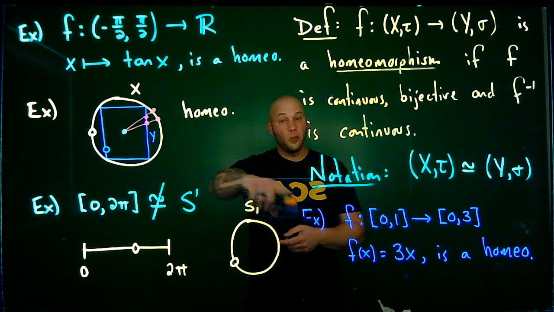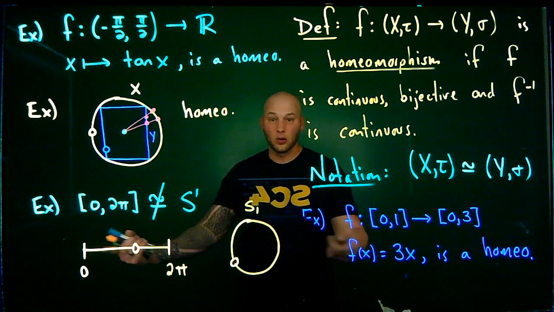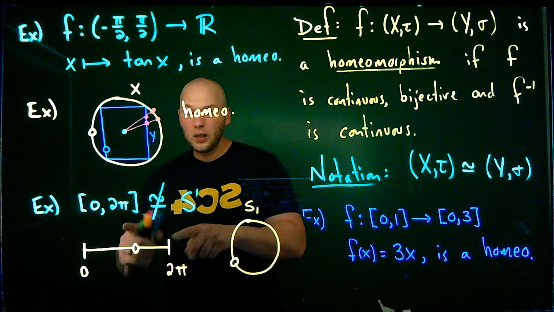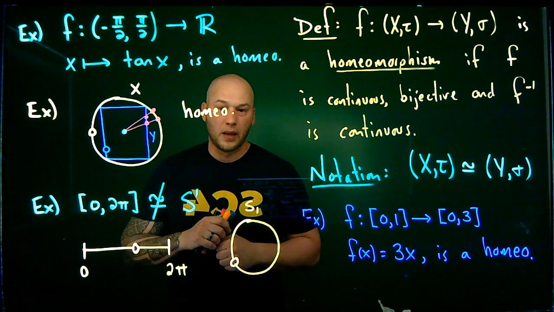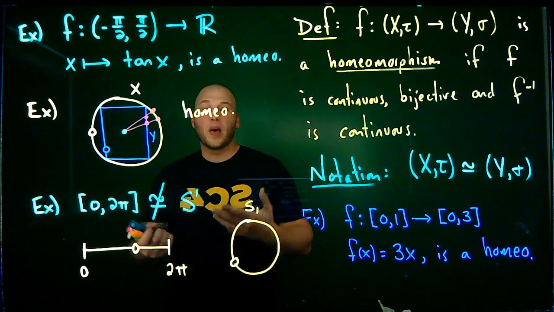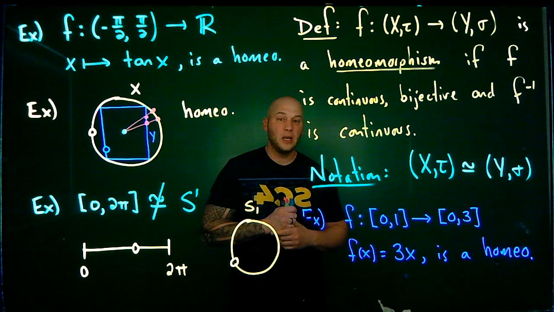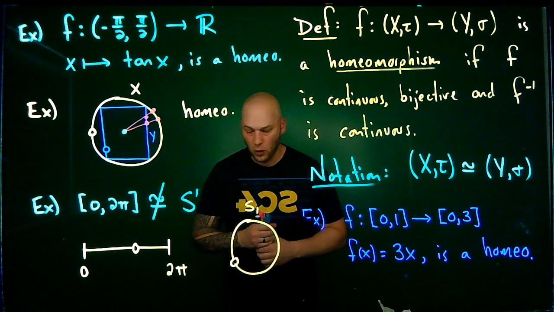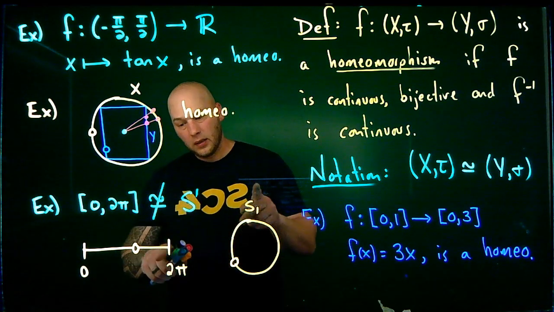But if they were homeomorphic, they'd still have to be homeomorphic after removing points. But this one and this one have different topological properties. Therefore, what I proposed to be a homeomorphism in the beginning, in fact, is not a homeomorphism. Therefore, these two are not homeomorphic.